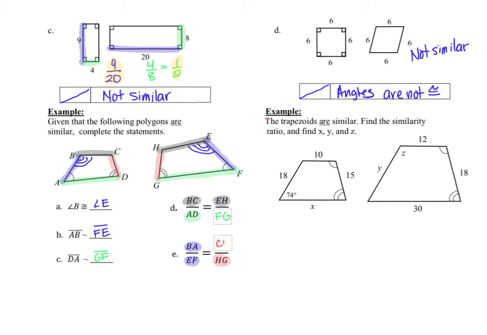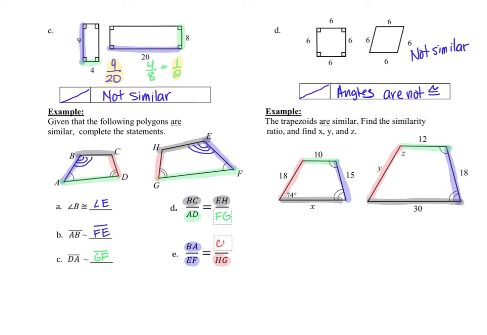Now we're going to apply everything we know about similarity to help us find X, Y, and Z. So we have a trapezoid here, another trapezoid here. It already tells us they are similar, so let's mark some corresponding sides. I know that this side is going to be corresponding to this side based upon how the angles are marked. I also know that this side is going to be corresponding to this side, and I can just work my way around, which will help me organize my work.